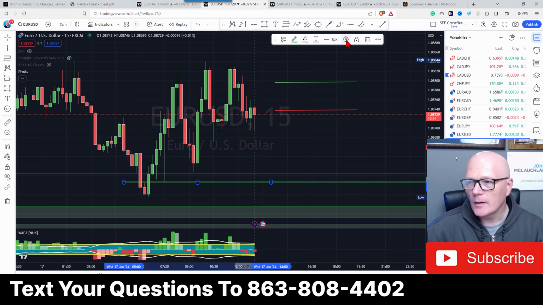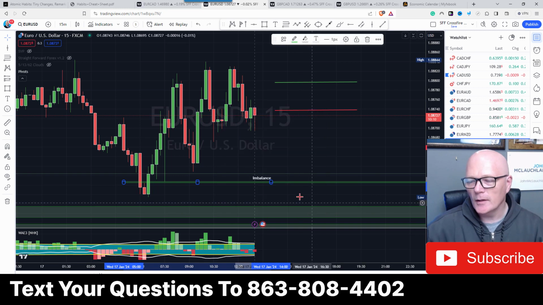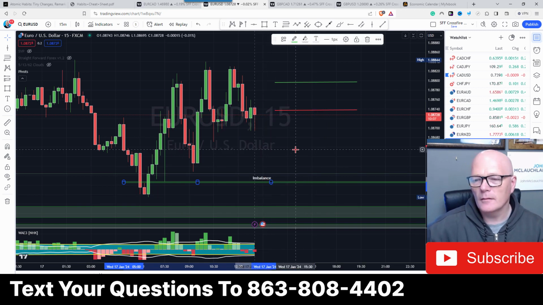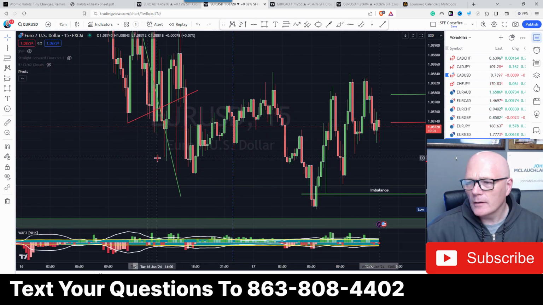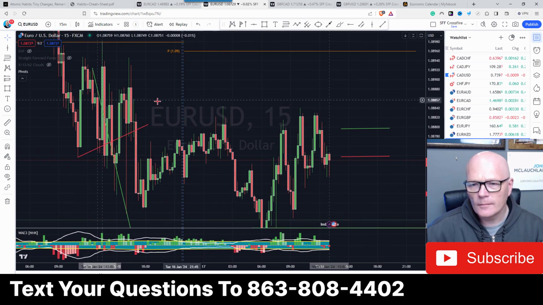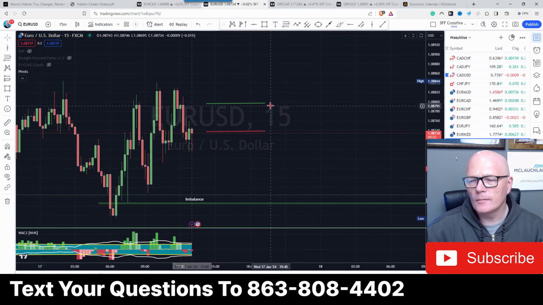All right. Then what I do, I just go onto the cogwheel. I've got a little template that says imbalance, and all it does, it just gives me the text on there. So that's that. Nothing much else on there, I don't think. Okay, let's leave that for now.